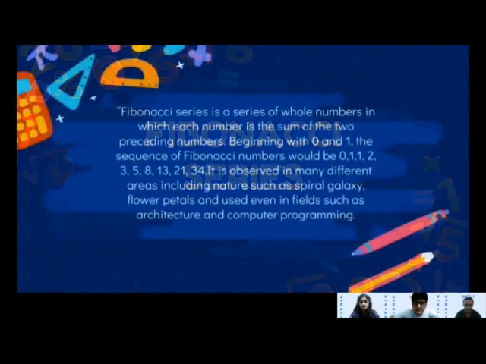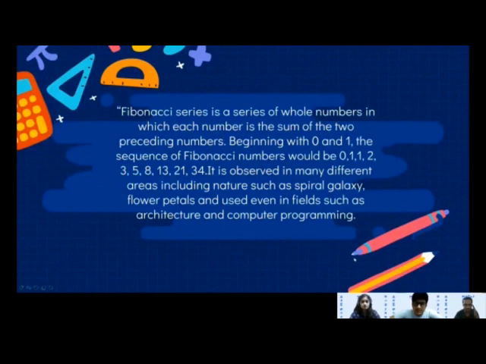The Fibonacci series is a series of whole numbers in which each number is the sum of the two preceding numbers, beginning with 0 and 1. The sequence of Fibonacci numbers would be 0, 1, 1, 2, and so on. It is observed in many different areas, including nature, such as spiral galaxies and flower petals, and is even used in architecture and computer programming.